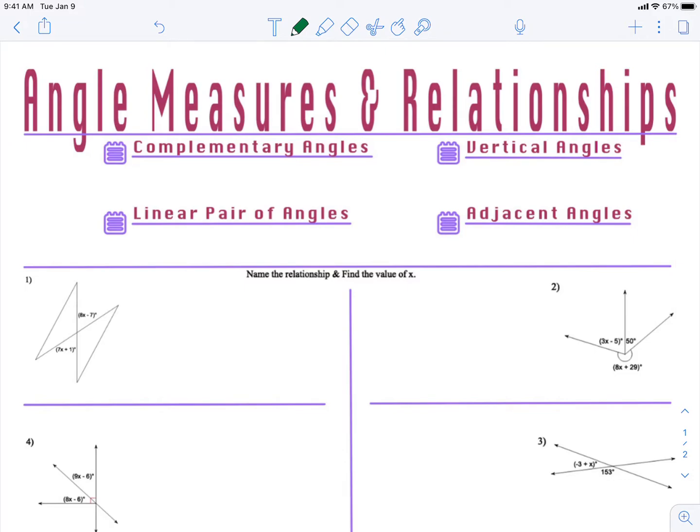Okay, everyone, here we go. So these are the lesson notes for today. Make sure you have your paper and pencil out and ready to copy down these notes so you will be prepared for the following worksheet, right? This lesson is called Angle Measures and Relationships.